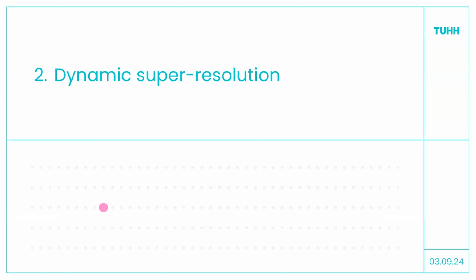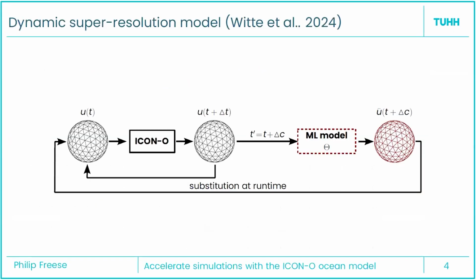Still, the results are already promising, I would say, so I present them here. We call this dynamic super resolution. The idea is that we still use the numeric time integration within ICON. So we evolve from time step t to t plus delta t, and this is done with ICON with a classical time integration scheme that is in there.